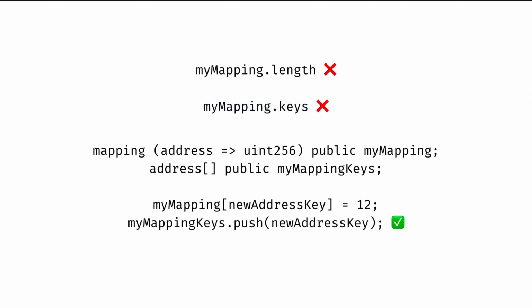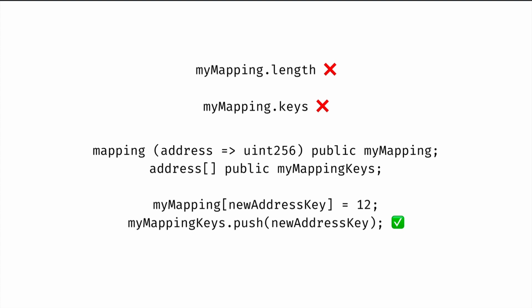And in fact, because of this, you cannot just iterate over all values inside a mapping, because you don't know what the keys are. If you really must have this functionality, use arrays. You could even combine mappings and arrays. You would do that by having a mapping and additionally you store all mapping keys inside an array.